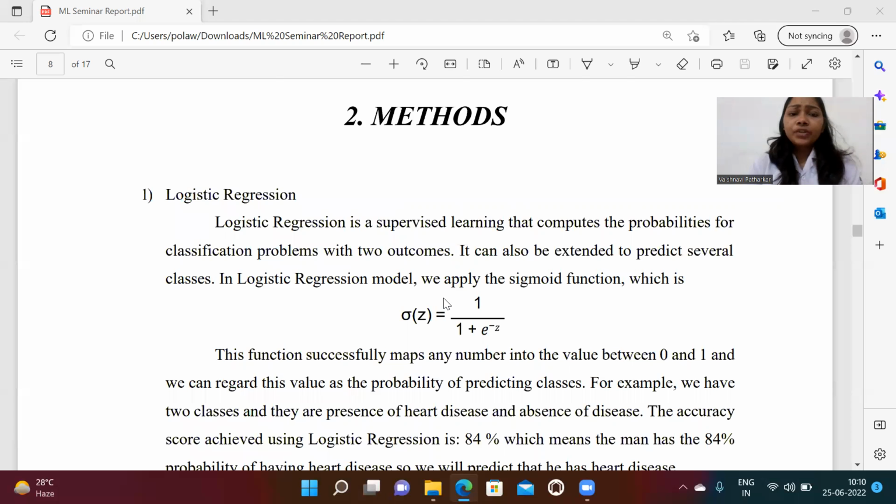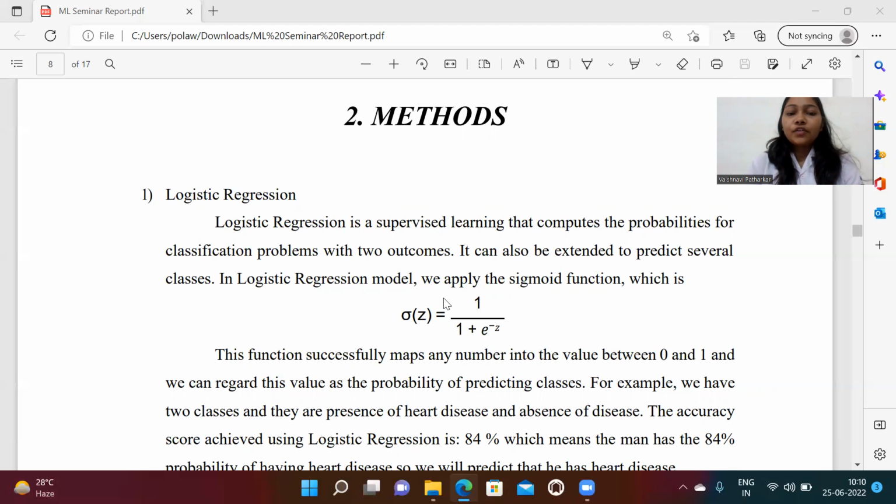The assumptions for performing the logistic regression algorithm on the dataset are that there should be a linear relationship between the independent features and the log odds. This algorithm can compute the probability of a classification with two outcomes. In this algorithm, we use the sigmoid function, which is sigma(z) = 1 / (1 + e^(-z)). This function maps the value between 0 and 1, which helps to predict the output.